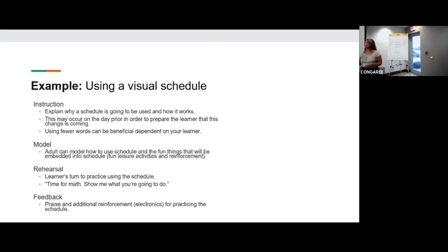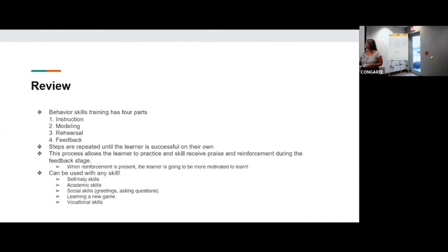The adult's going to model how to use the schedule, the student's going to practice it, and then we're going to provide that praise and reinforcement. So just a little review again, there's those 4 steps, and those steps should be repeated in succession until they are successful. We're just going to keep going through those 4 steps as much as possible and as much as needed. And it allows the learner to practice and then still receive praise and reinforcement during that feedback stage.